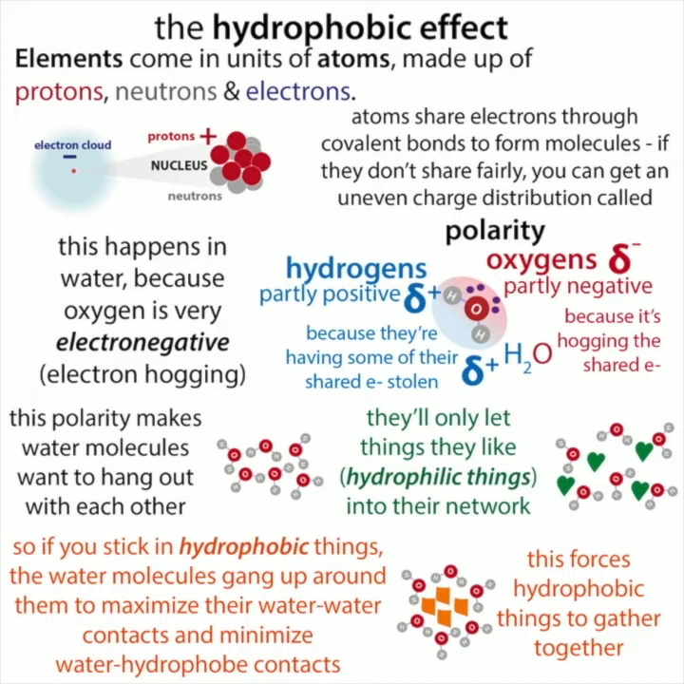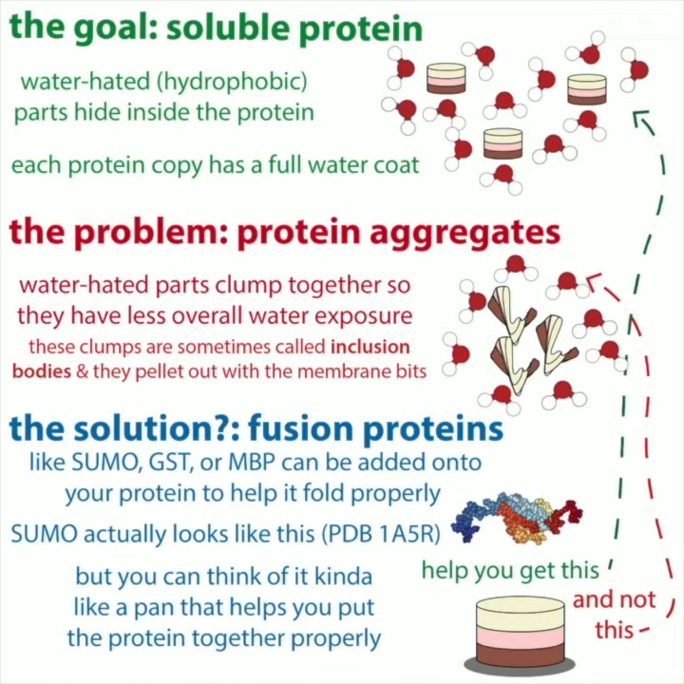But if you don't have those chaperones, or if the protein you're trying to make is made too fast, the protein might misfold, and then the wrong hydrophobic parts might clump together. Or if the protein misfolds and the hydrophobic parts end up on the outside of the protein, then they're going to clump to other hydrophobic misfolded proteins, and that's how you end up with things like inclusion bodies, those big aggregate clumps. So your goal is a soluble protein, and what we mean by soluble is that each copy of the protein has this full water coat.